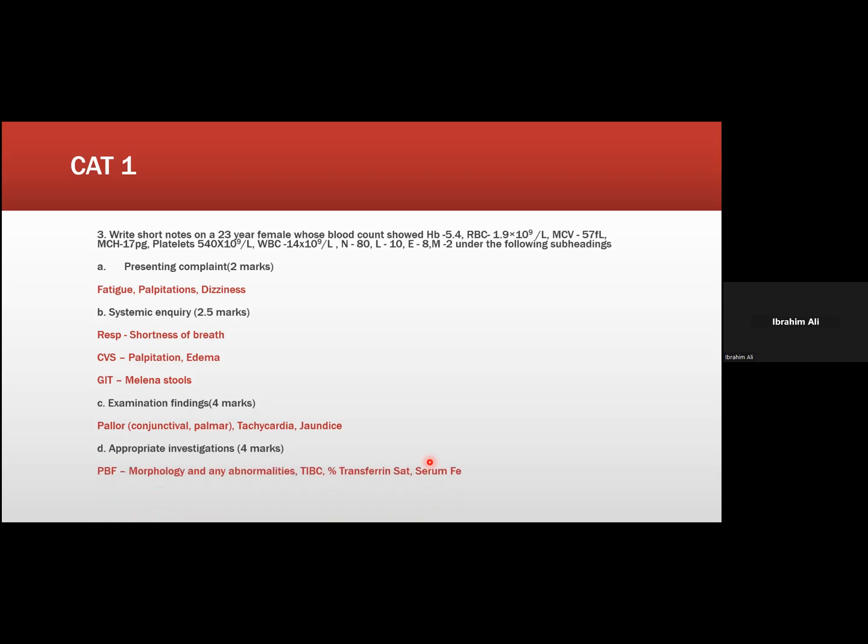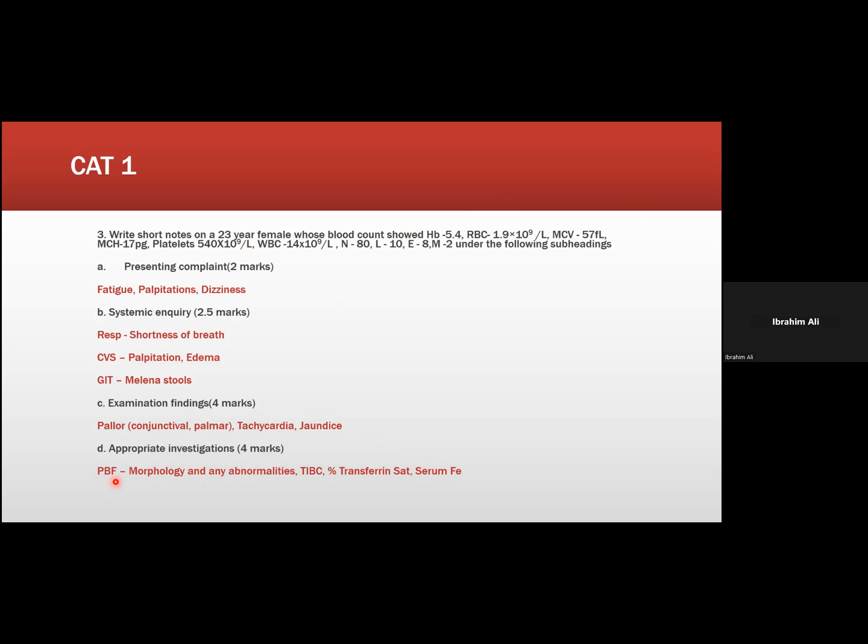So by the way, for the biological part, we're not going to say complete blood count because it was already given in the question. Note this, please. If you put complete blood count as your first answer and it's given in the question, you will not be awarded marks for that.